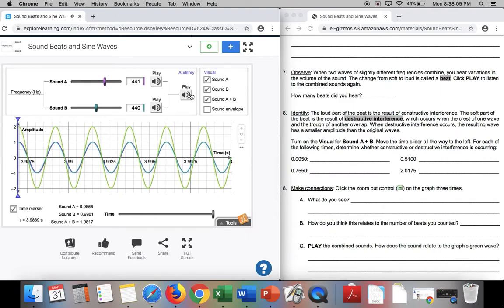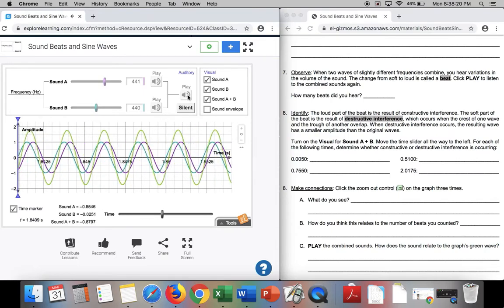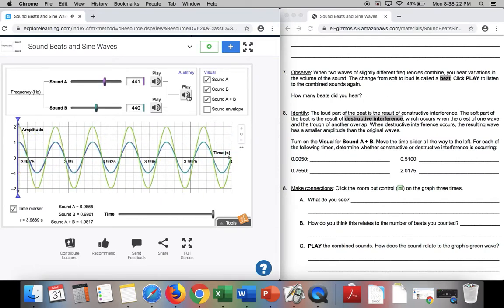We're going to click play, and we're going to count, or I'm going to count for you how many times we hear it going from soft to loud, or either loud to soft. Alright, 1, 2, 3, 4. So I heard 4 different times, so that means that there's 4 beats within this.